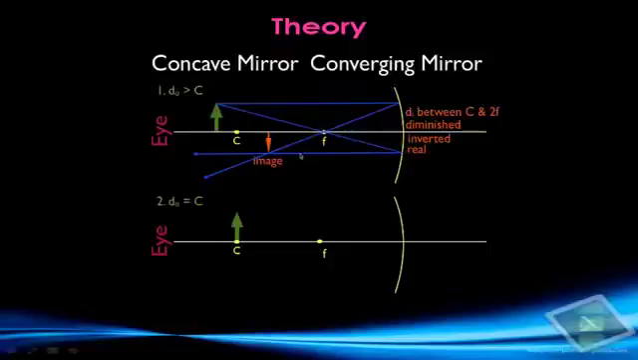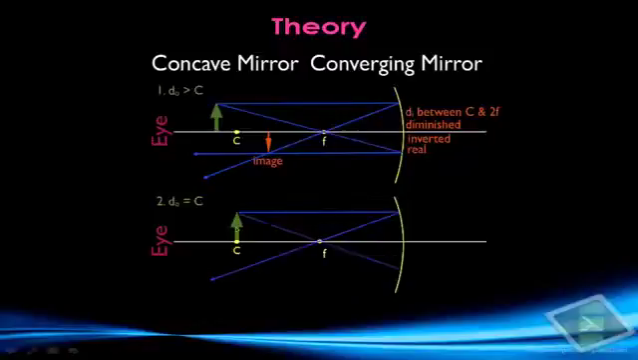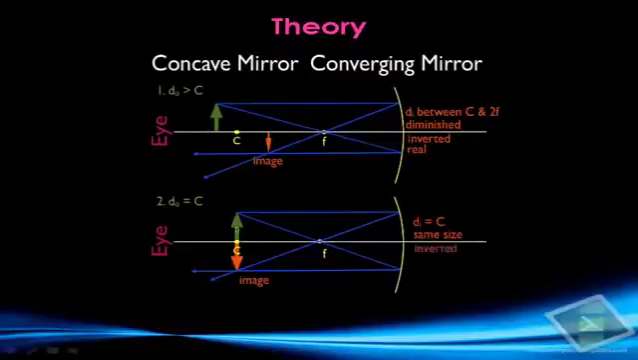Now we're going to do the exact same thing. Now we have moved the object so that it is right at C. So we're going to go parallel F, F parallel, and you'll notice the image appears right there. It's at the same place as the object, right at C. So when the object is at C, the image will always be at C. It'll always be the same size. It'll always be inverted, and it's still a real image created by converging light rays.